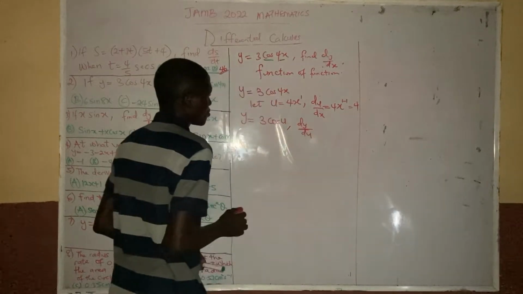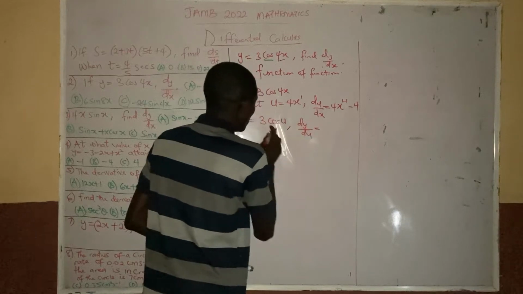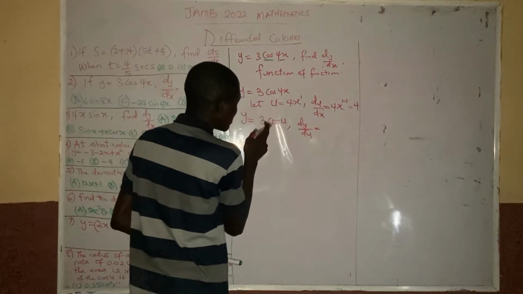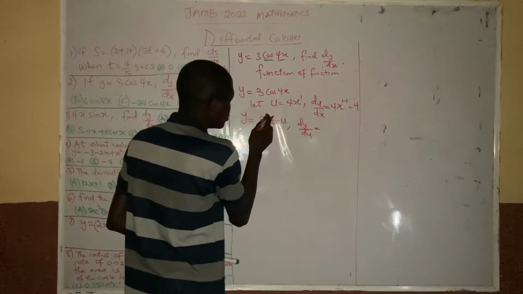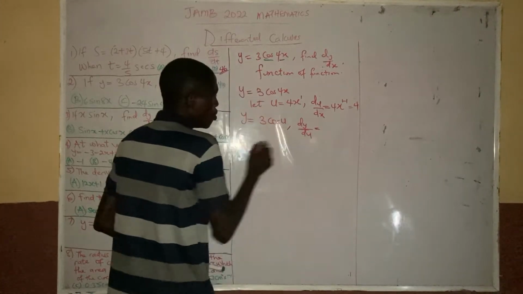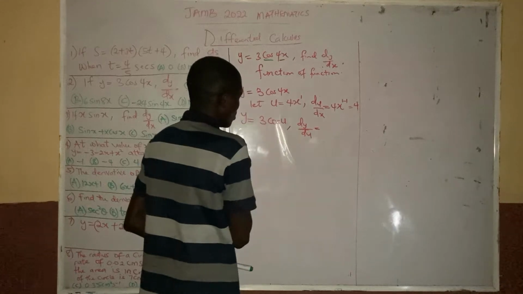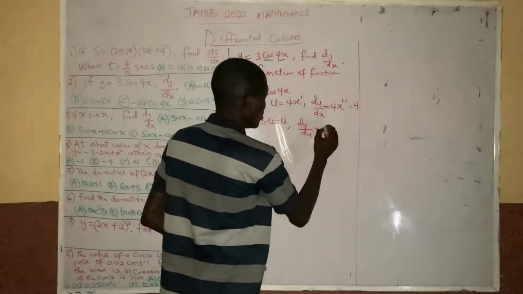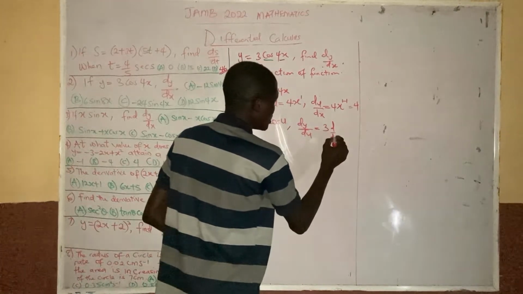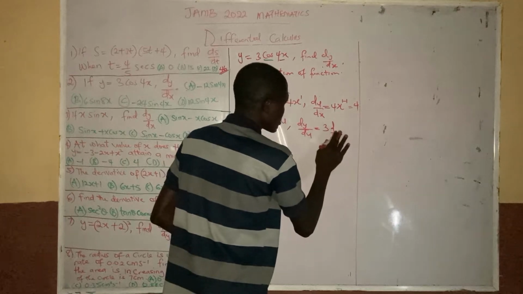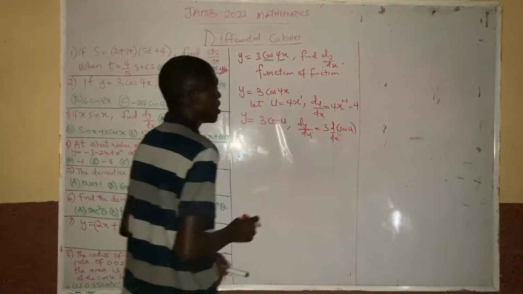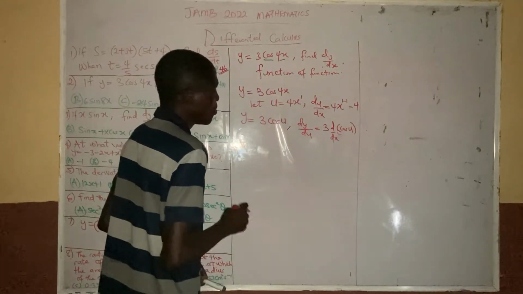dy/du equals, now look at this. This is just a constant, but you can still use the product rule. Just differentiate this constant now. Bring this constant out, differentiate u. So now we have 3 times the differential of cos u.